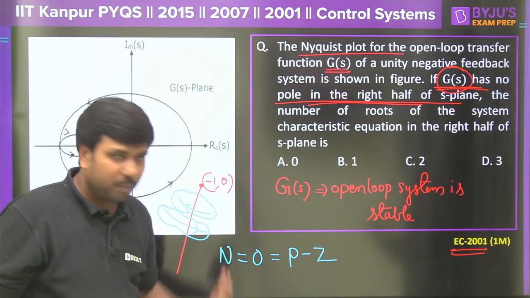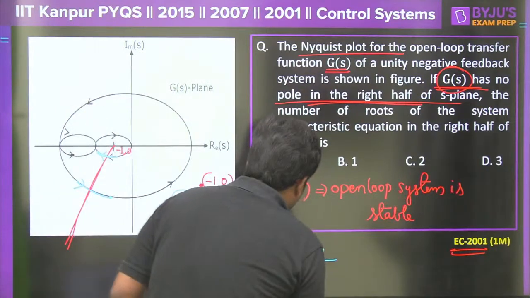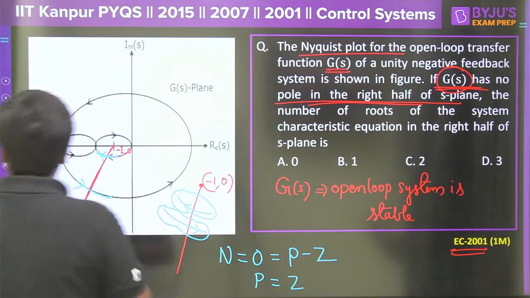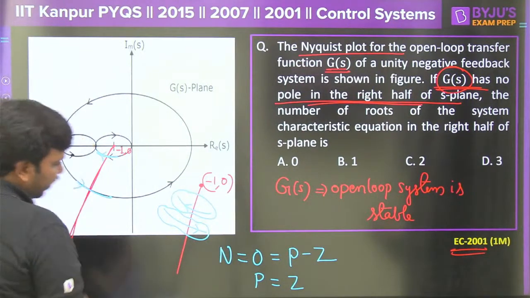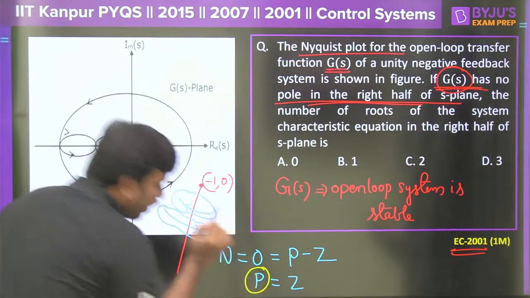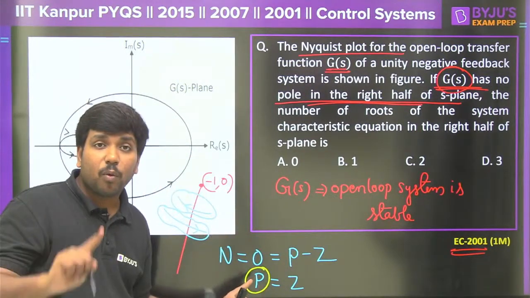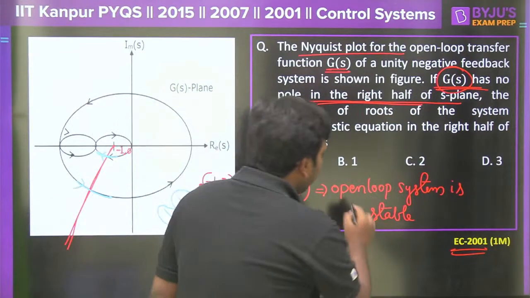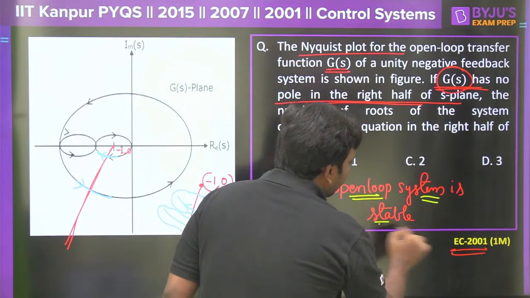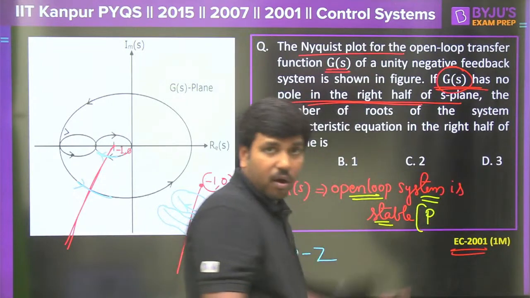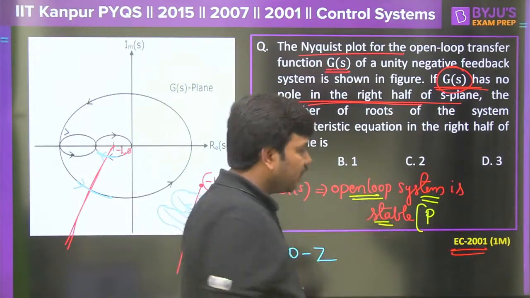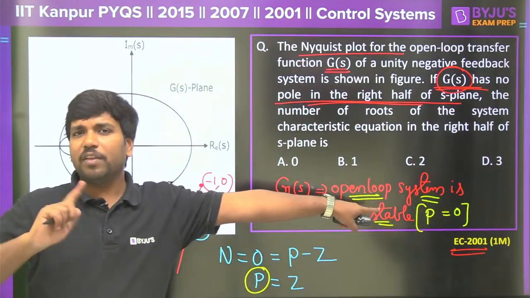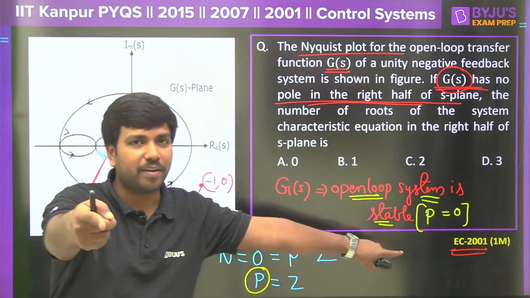So N is equal to P minus Z. Here you must understand N is equal to 0. This means that P is equal to Z, okay? Now you must understand what P and Z are here. P is nothing but the number of poles of the open loop system that lie in the right side of the S plane. How many poles are there? See, the open loop system is stable. What does it mean? The number of poles of the open loop system in the right side of the S plane is equal to 0. Clear? Because if it is stable, there is no pole of the open loop system that lies in the right side of the S plane, correct?